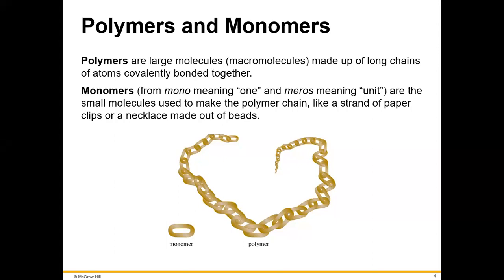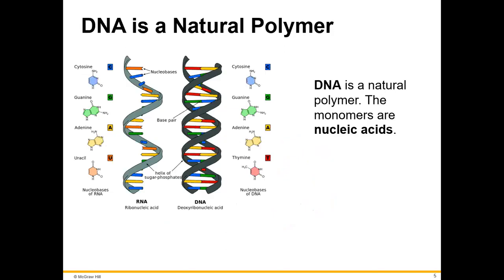So for instance, if you get a whole group of paper clips and link them all together and make yourself a necklace, the paper clip would be the monomer and the necklace would be the polymer. Or if you make a necklace out of beads, the beads would be the monomers and the necklace would be the polymer. So here are some natural polymers. You have a natural polymer right now. Your DNA is a natural polymer.